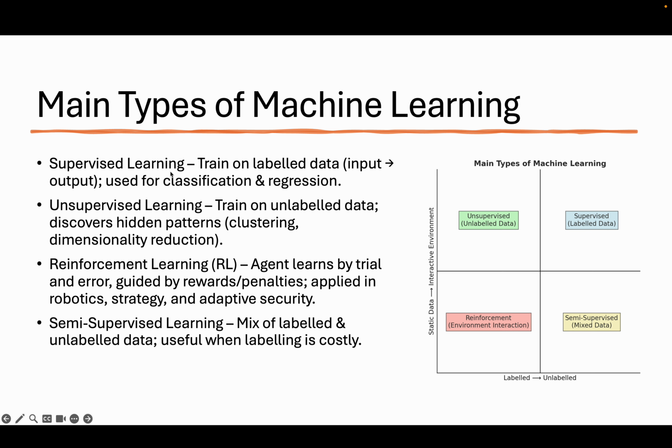The main difference is that supervised learning is trained on labeled data and it's used for classification and regression. Unsupervised learning is trained on unlabeled data and usually discovers hidden patterns in the data. And reinforcement learning is where agents learn by trial and error, guided by rewards and penalties, and usually it's applied in robotics, strategy, and adaptive security.